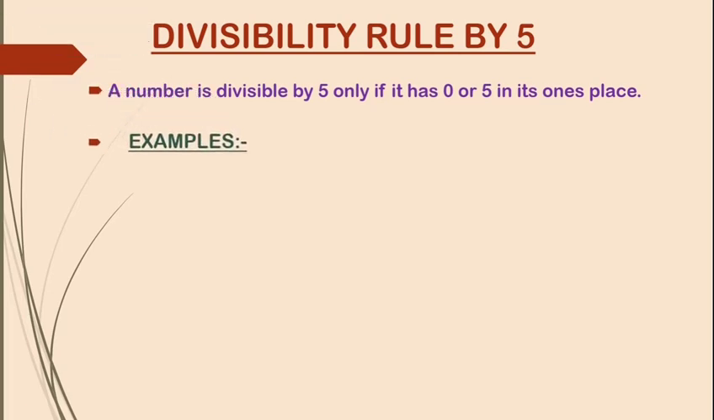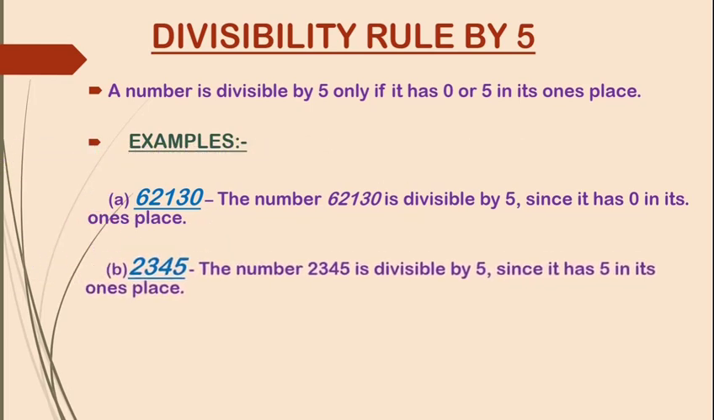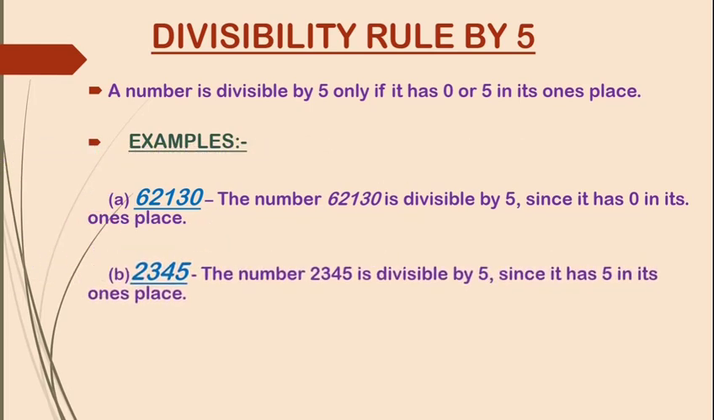So here you go with the examples. So here the first number is 62,130. So what is the last digit of this number? It is 0. So since the last digit of this number is 0, the number is divisible by 5. Let's see another example. Here the number is 2345. So again the last digit here is 5. So since it is 5, so the number is divisible by 5.